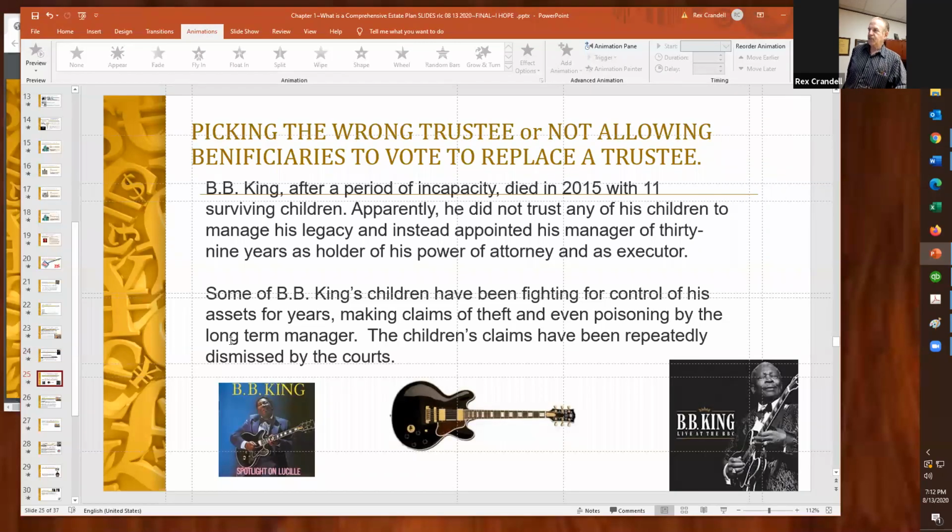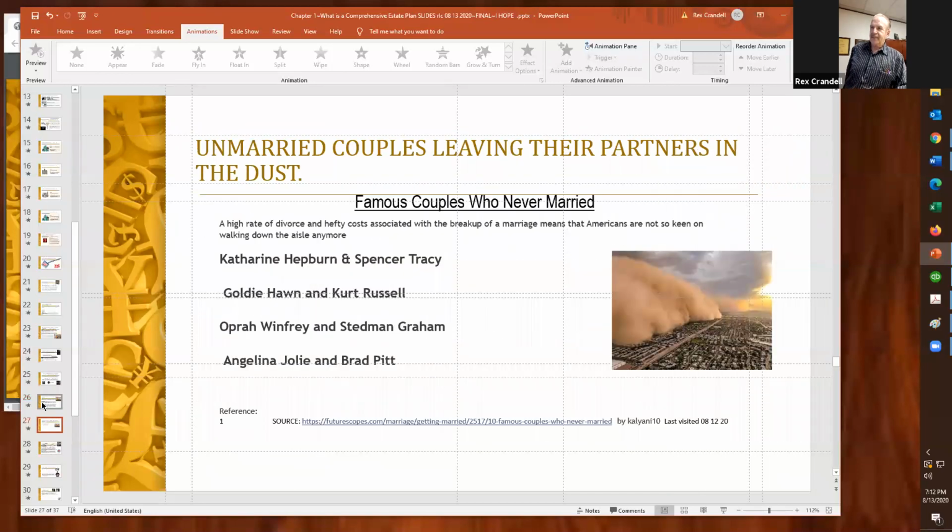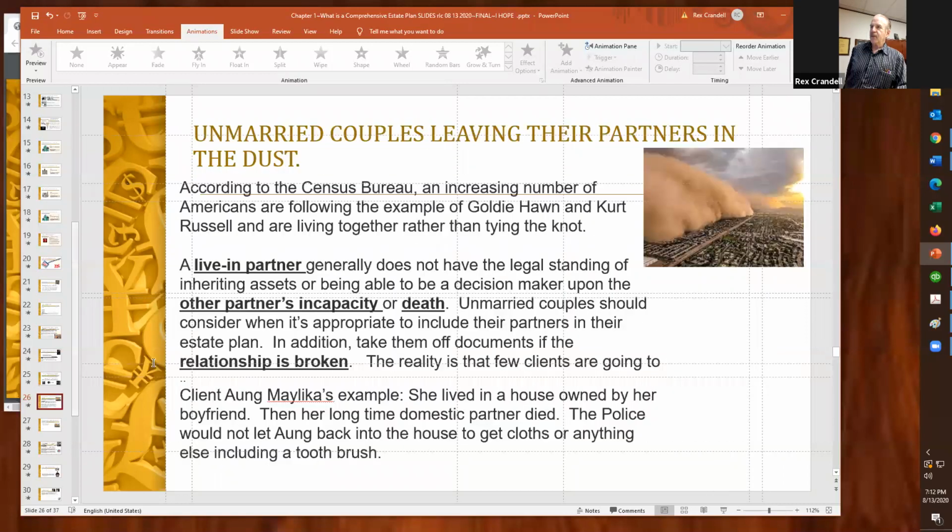B.B. King died in 2015. He had 11 children. He was a busy man. And his children have been fighting for control of the assets ever since he passed. Most of the time, the claims from the children have been thrown out of court. This I mentioned previously: we had a live-in couple where the male partner died, and then the surviving spouse could not get back in the house, and that would be an estate plan failure.